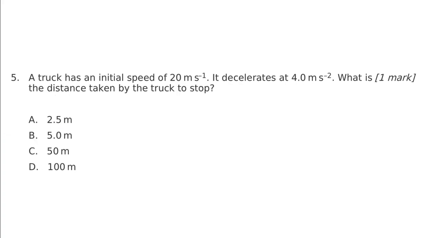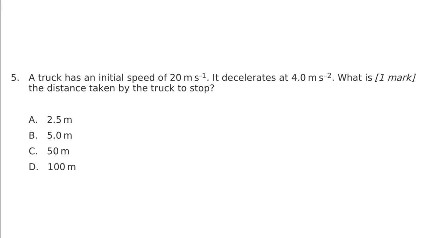We've got a truck with an initial speed of 20 meters per second, and it decelerates at 4 meters per second squared. What is the distance? Remember, when we're talking about speeds and distances, we can also think about velocities and displacements. Those are the same here, they just have a direction. Initial velocity here is 20, and a deceleration of 4 meters per second squared is an acceleration of minus 4. We then want to know the distance or the displacement.